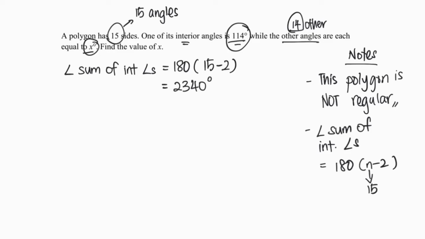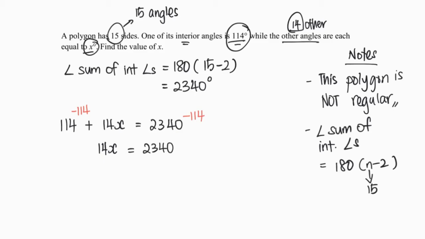And the total interior angle, I have at first 114, and the other angles, 14 times x, equals 2340. So 14x is equal to 2340, and I'm going to take note, minus 114 on both sides. That's why you will see my working, I will have a minus 114 here.